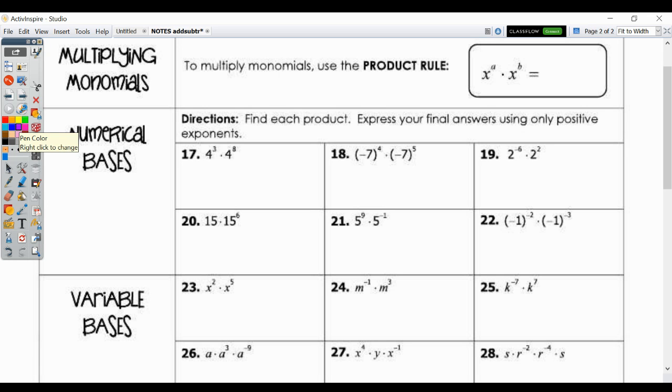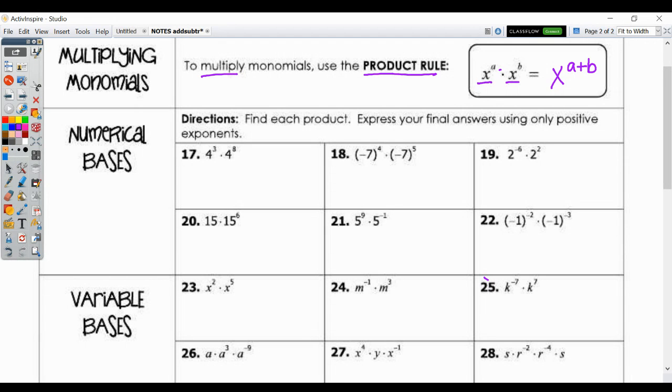So we just added and subtracted, and now we're going to multiply. So to multiply monomials, you're going to use the product rule. Okay, so that just means that when you are multiplying monomials, your base is going to stay the same. So if I have x as my base in this monomial and x is my base in this monomial, then my answer, my base is still going to be an x. Okay, so then with my exponent, if you're multiplying now, all you have to do is add your exponents together.